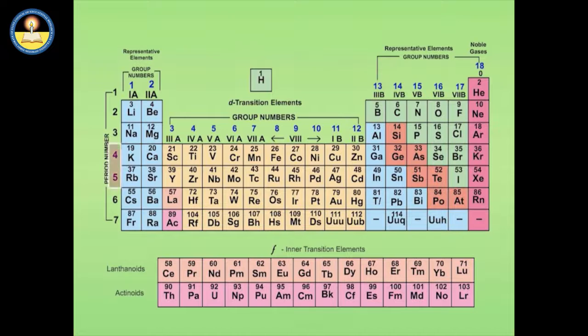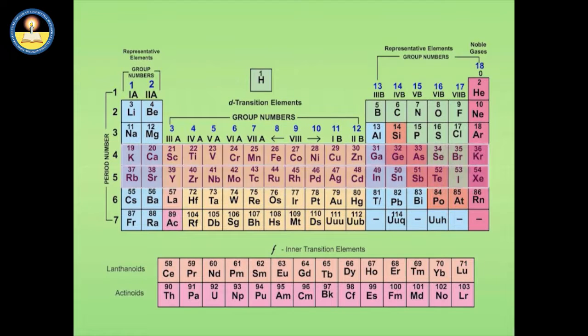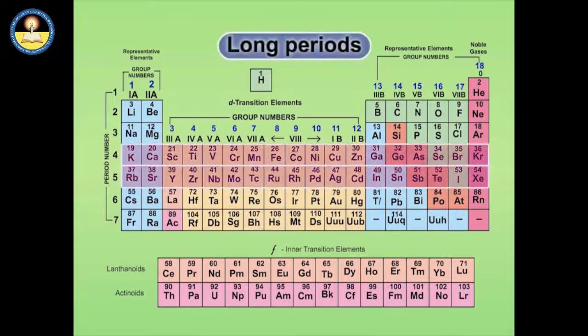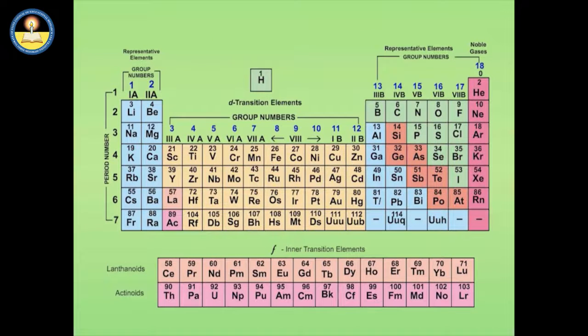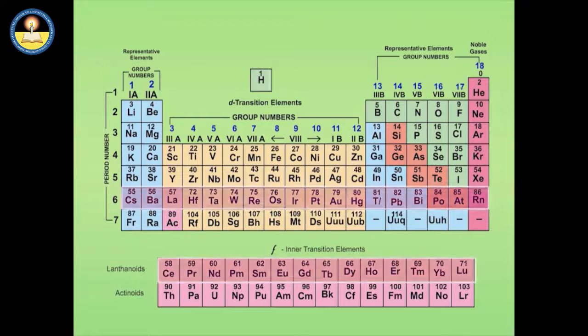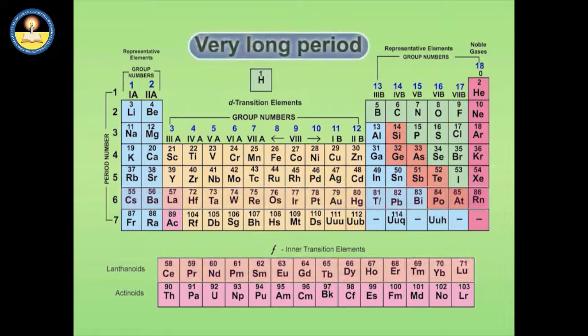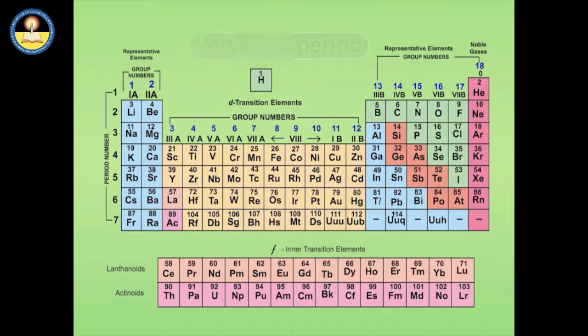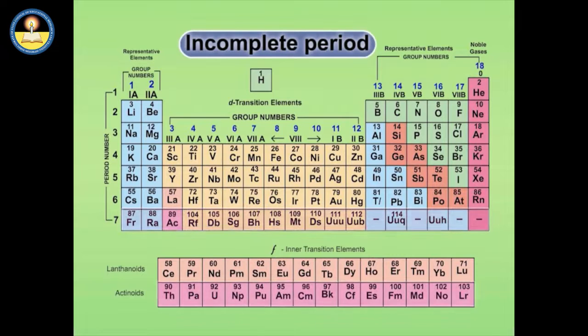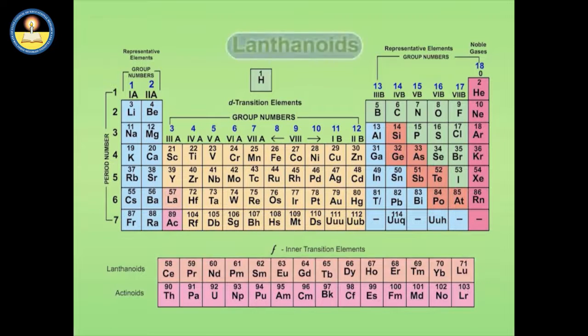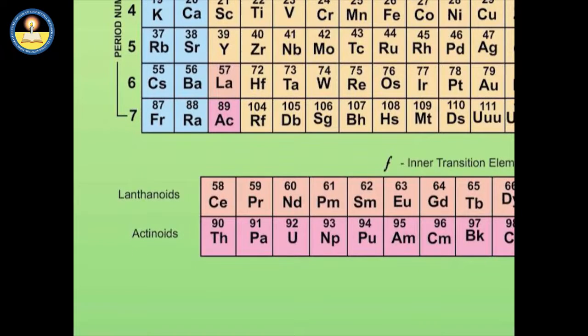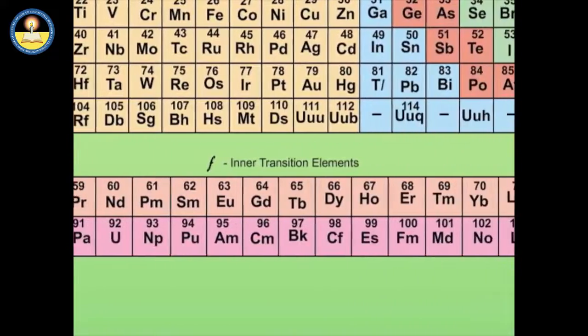The fourth and fifth periods have 18 elements each. These are known as long periods. The sixth period has 32 elements. It is known as the very long period. The seventh period is incomplete. 14 elements of the sixth period are known as lanthanoids, and 14 elements of the seventh period are known as actinoids. Lanthanoids and actinoids are placed at the bottom of the periodic table.